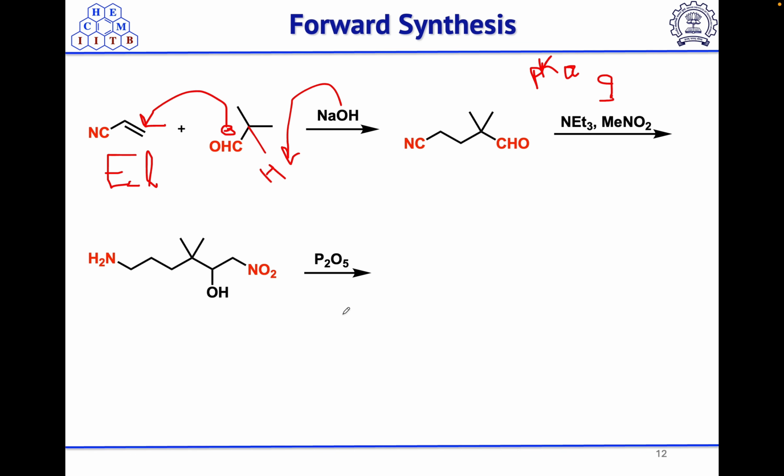Now here we use P2O5, that is phosphorus pentoxide, and this is very much a dehydrating agent. So this is commonly used as a dehydrating agent. So dehydration will happen, and you will get this product. Now what is the next?